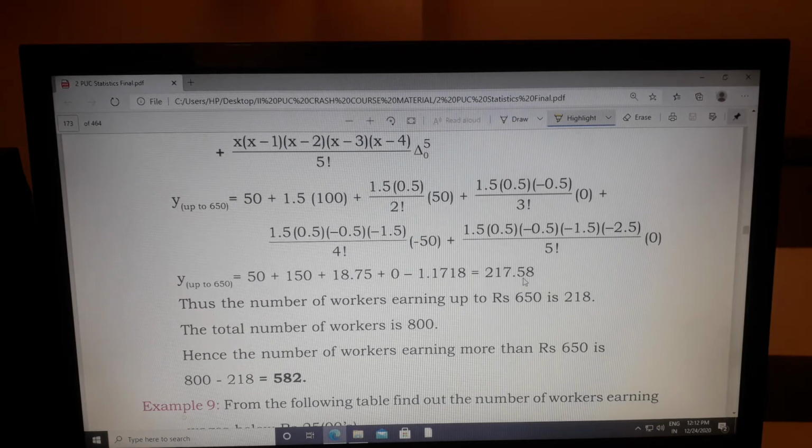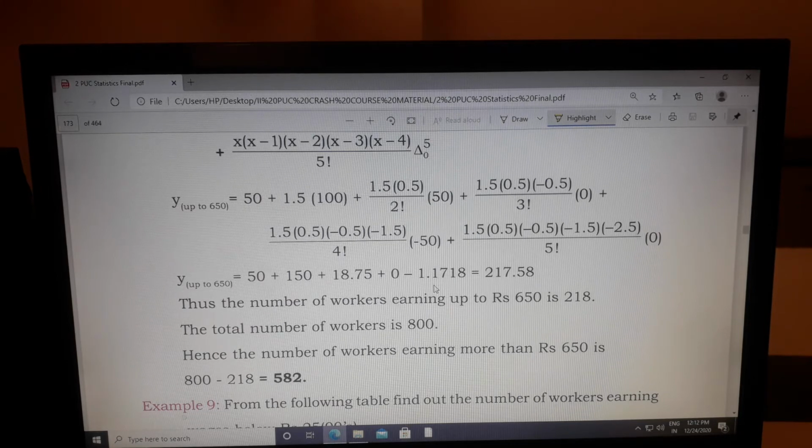Clear? That is the value of y up to 650. But as per the question, what do we need to calculate? More than 650 we want. Right? So from the total, 800. 800 is the total number of persons. Remember, the total number of workers. 800 people are there, right? Because in the cumulative frequency the last value obviously becomes the total. So the total number of workers was 800.